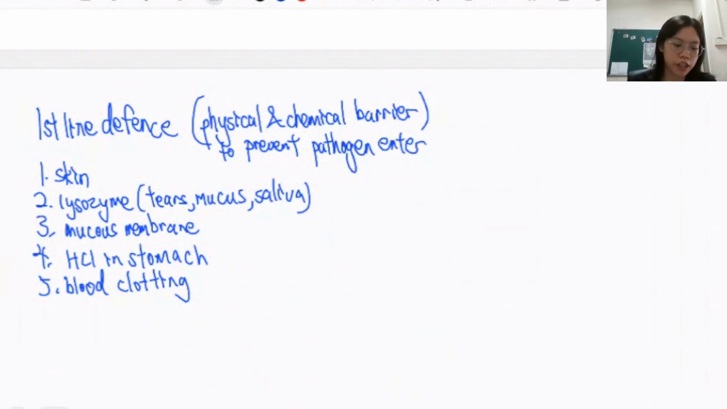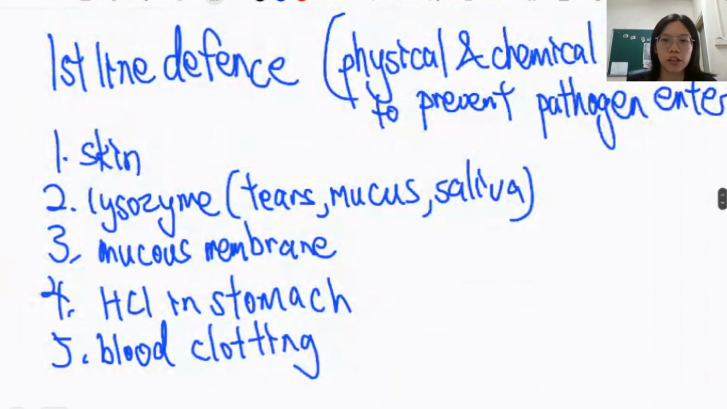So the examples are right here: skin, lysozyme, mucous membrane, hydrochloric acid in the stomach, and the blood clotting mechanism. Because with blood clotting, they not only want to prevent severe blood loss, when the blood clots quickly, it also prevents the pathogen from entering your skin. And for skin, maybe shedding, because we have old dead skin, it will also shed off to prevent pathogens from sticking onto it.